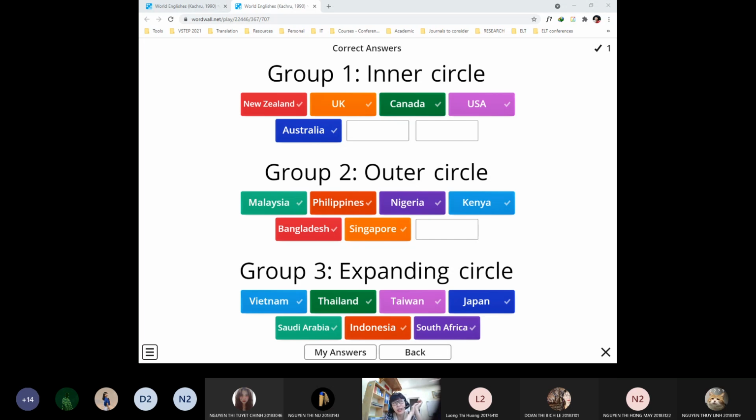And do you wonder why English has become so popular in Africa? Remember that the results are taken from the book written in 1990. So how many decades ago is that? 3 decades ago. So that's quite a long time ago. At that time, Nigeria and Kenya were in group 2 and South Africa in group 3. So do you know why English became so popular in Nigeria and Kenya? Can you make some guesses?